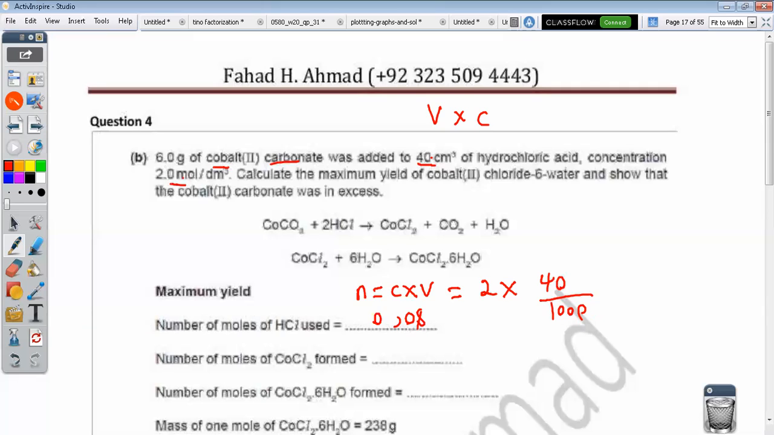Concentration times volume. The volume should always be in cubic decimeters. They always give it to you in cubic centimeters most of the time. So now I'll wrap this. I showed you the calculation: 0.08. Now let's go back to the question. Before we even answer this, I want everyone to go back to the question.